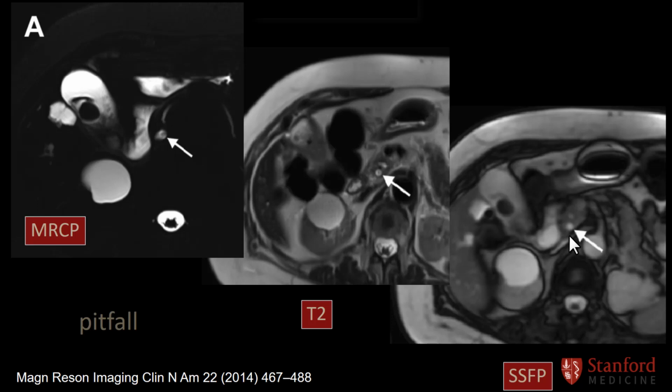This is flow artifact within the duct. The flowing bile can actually create this artifact, which can be confused with a stone if you don't know about it. And it's only certain sequences where this happens. Some sequences are less prone to this artifact. And so this illustrates the point that you should look at all your sequences, not just a few of them.